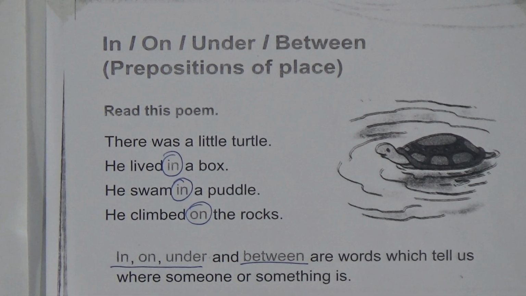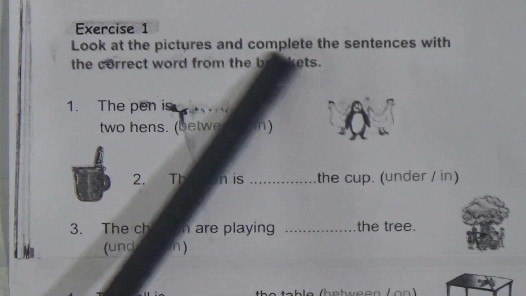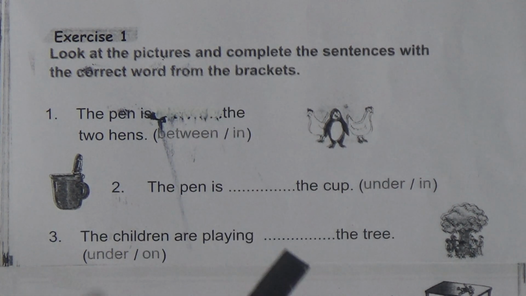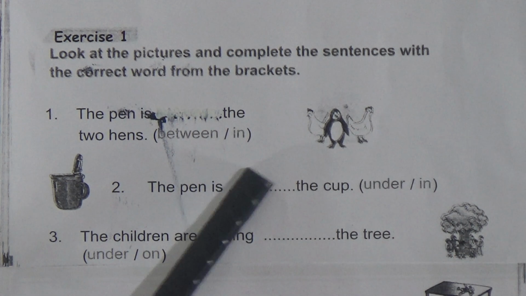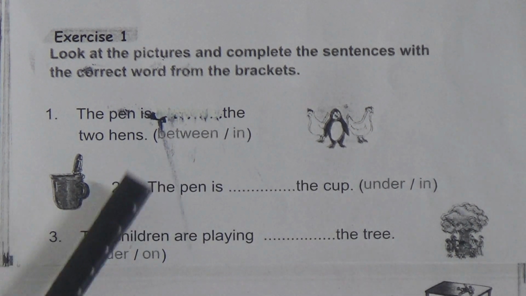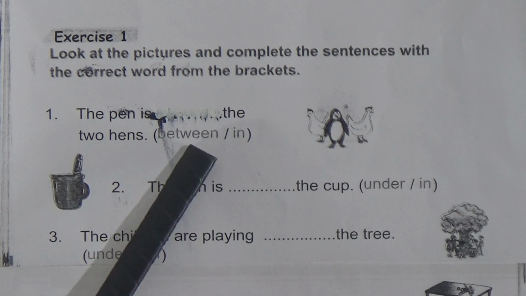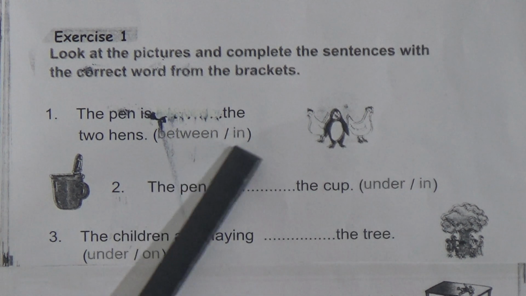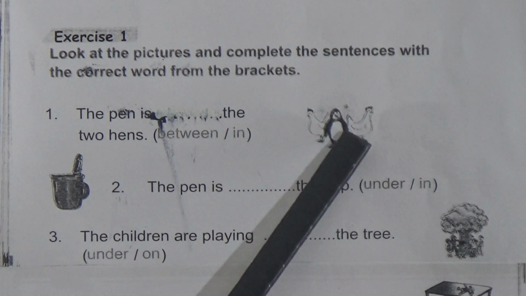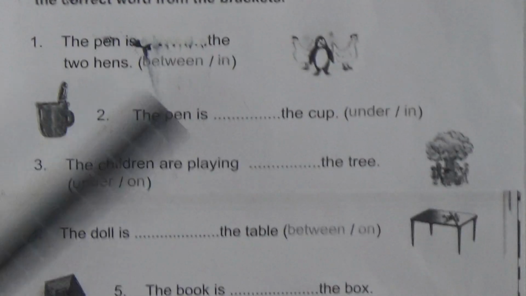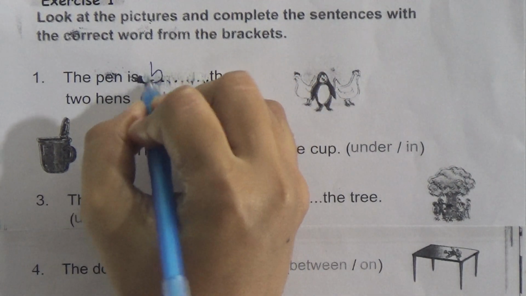Now we will do exercise number 1. What is the instruction? Look at the pictures and complete the sentences with the correct word from the brackets. Now all of you open your book, it will be helpful for you. Look at number 1. The pen is dash the 2 hands, and in brackets there are 2 options, between and in. Now look, where is the pen? Look at this picture. In this position, what will you use? Between. So this pen is between 2 hands. So we will write here between.